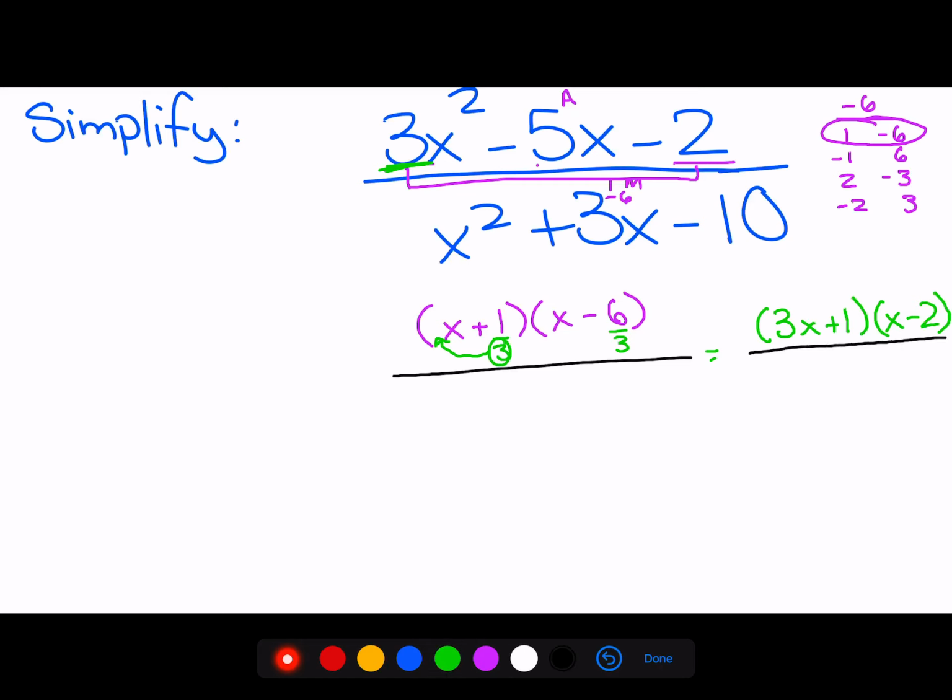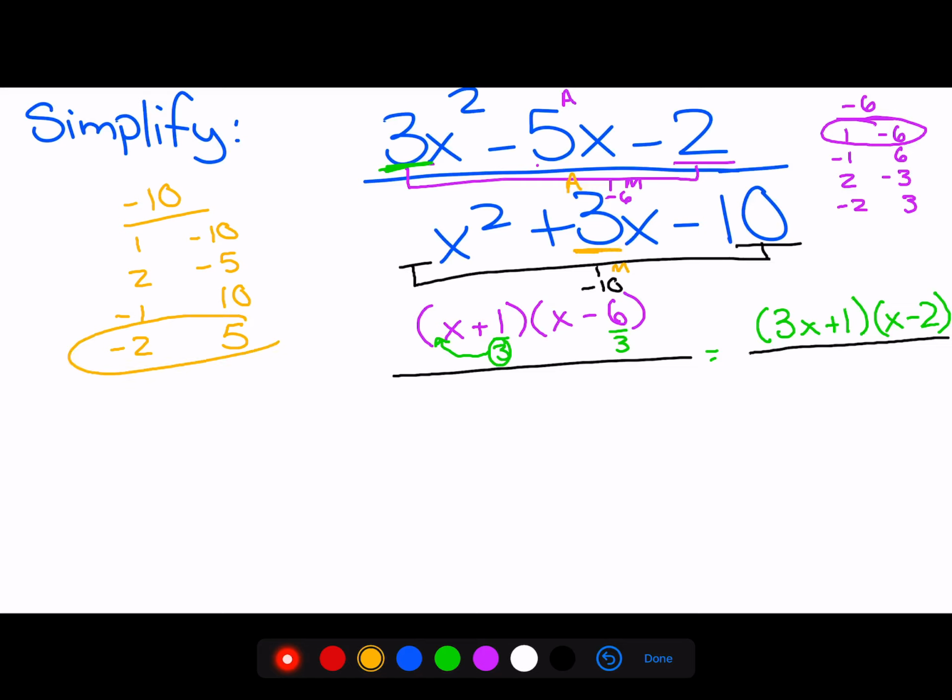Now on the bottom, I do the same thing. A times c, that'll give me negative 10. I need numbers that add to be 3, multiply to be negative 10. So I have 1 and negative 10, 2 and negative 5, negative 1 positive 10, negative 2 positive 5. Out of all these, the one that will add to be positive 3 would be negative 2 and 5. So I now have x minus 2 times x plus 5.